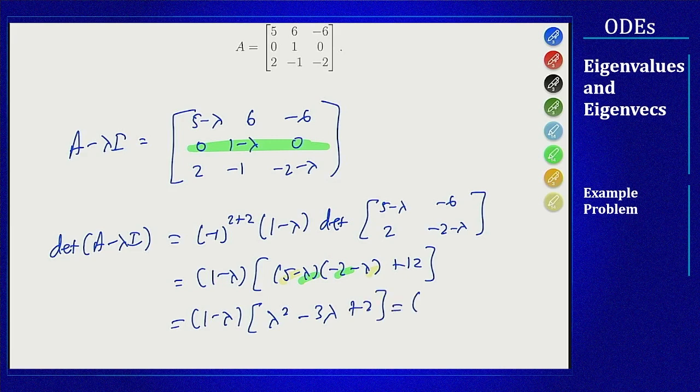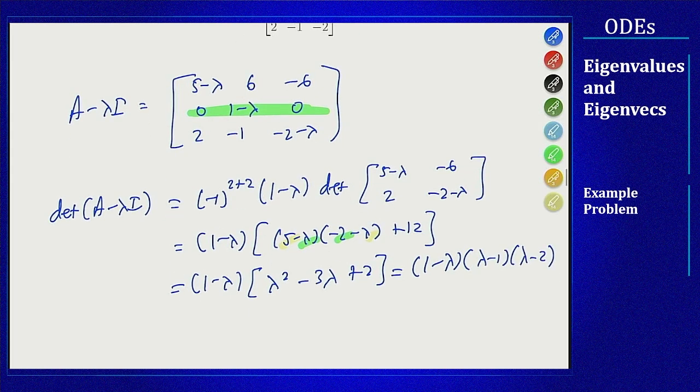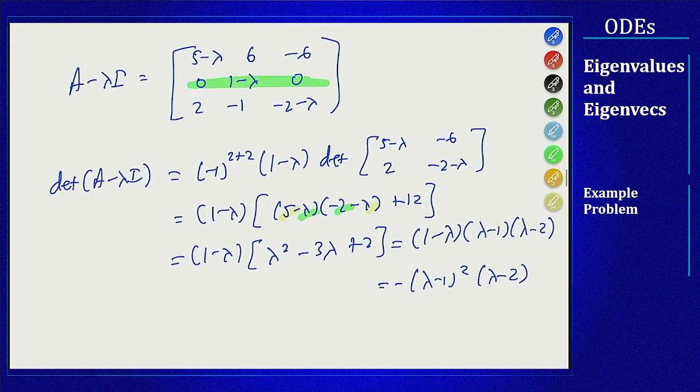And this factors as lambda minus 1, lambda minus 2. So what we have here is negative lambda minus 1 squared, lambda minus 2. So we have a repeated eigenvalue of 1 and then another eigenvalue at 2. So let's do the easy one of these first. Let's do lambda equals 2.